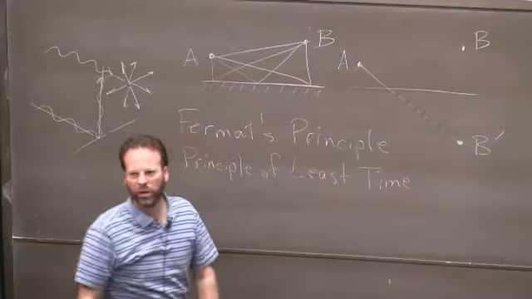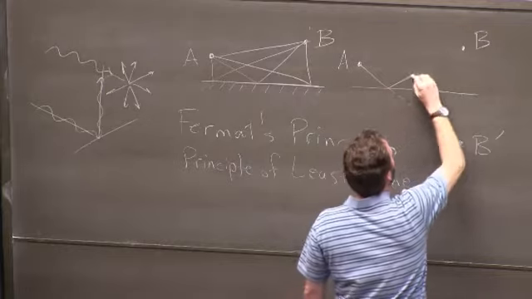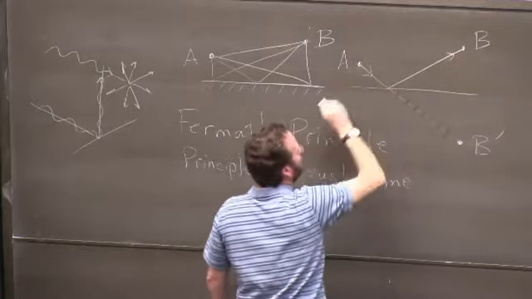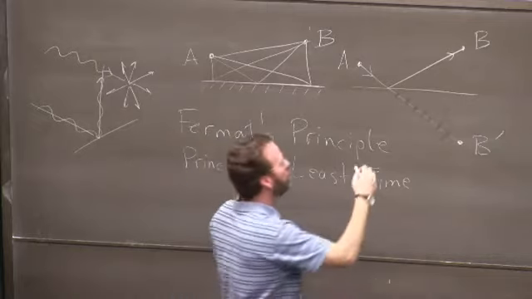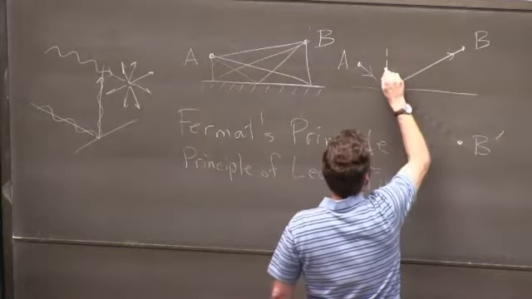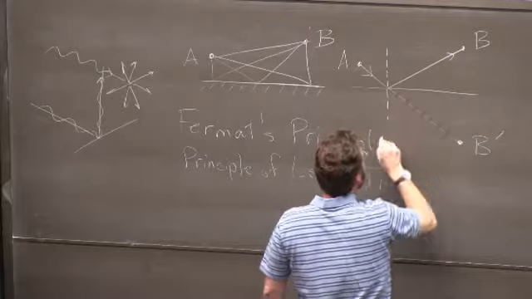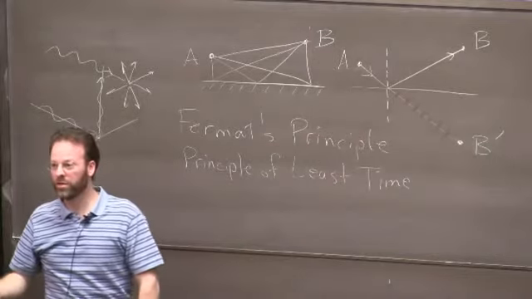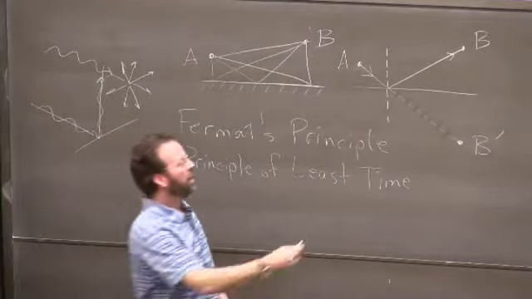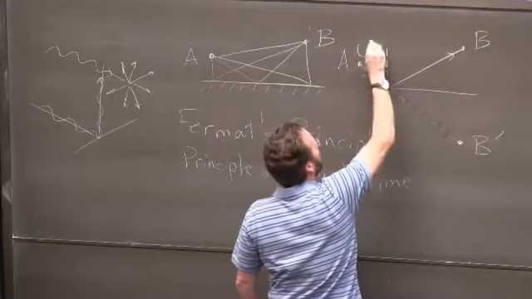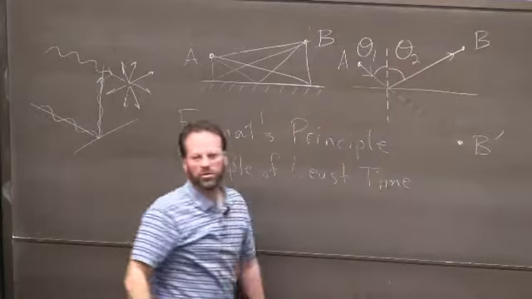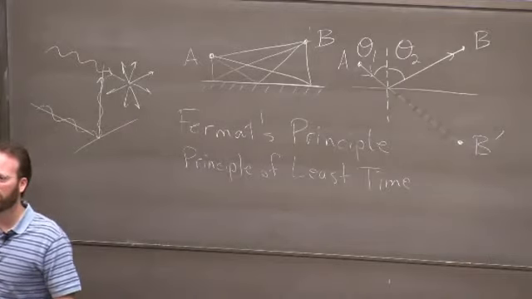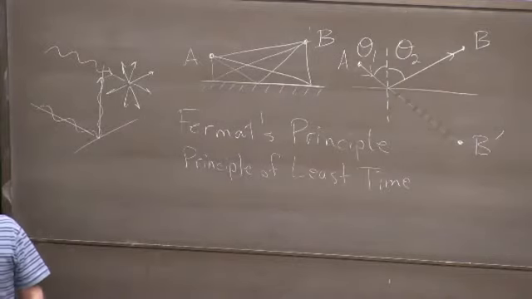It reflects at that point and heads over exactly to that point. And what should be familiar is, if you draw a normal, a line perpendicular to the surface, then the angle of incidence is equal to the angle of reflection. It's called the law of reflection. That was true with sound waves. It's true with light waves.